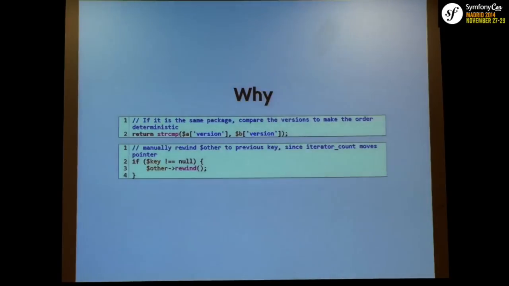Maybe the second one, I'll read it just for those in the back. I think it's from PHPUnit, and it calls rewind on an iterator, and it's saying: manually rewinding this variable because iterator count moves the pointer forward. So that's something that, if you read the code, might not be obvious, because if you don't know that iterator count does this, which is low level iterator stuff, you might not realize. So I think this has some value.